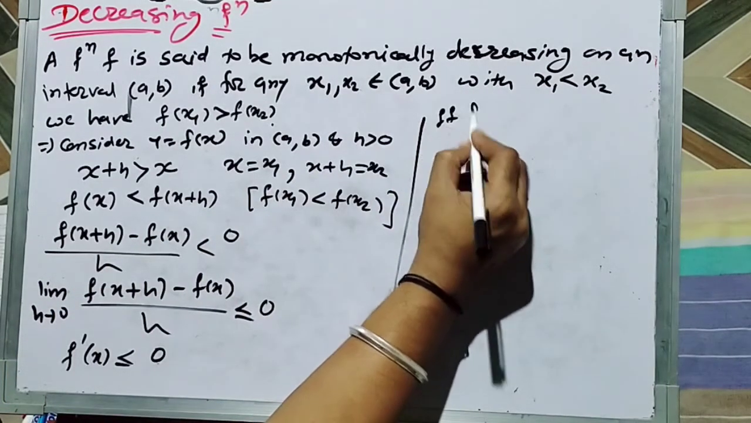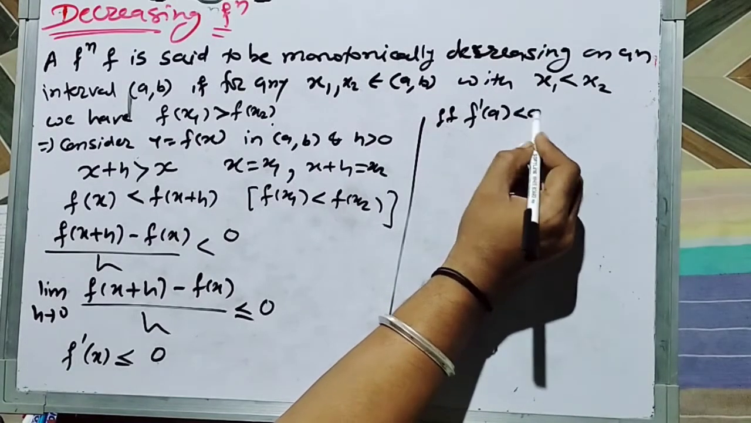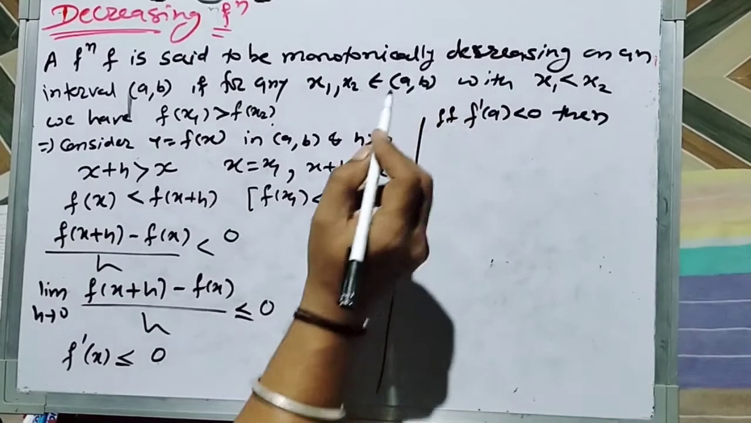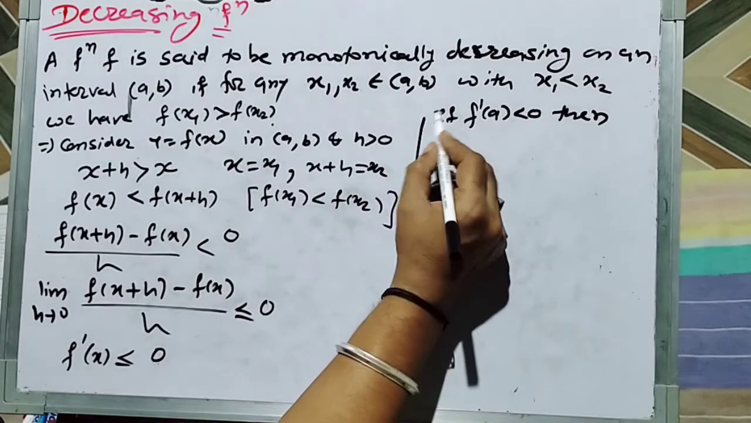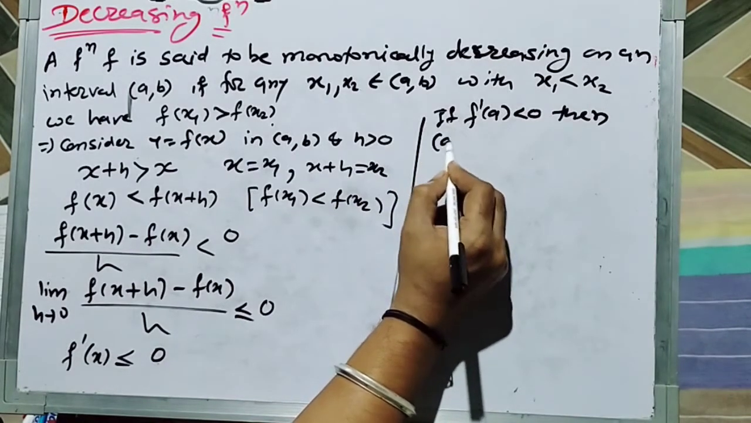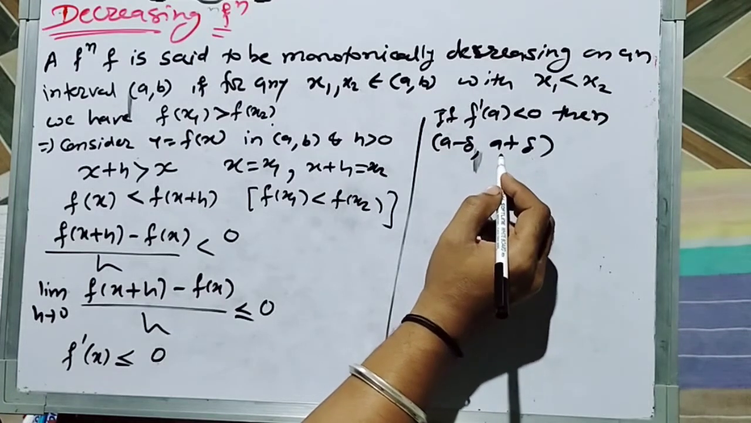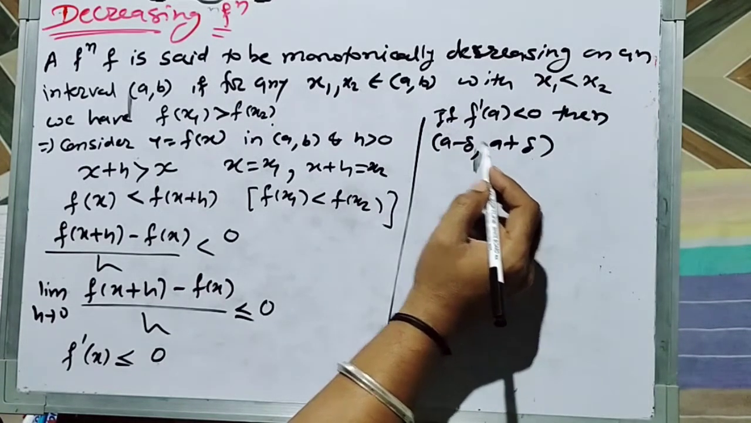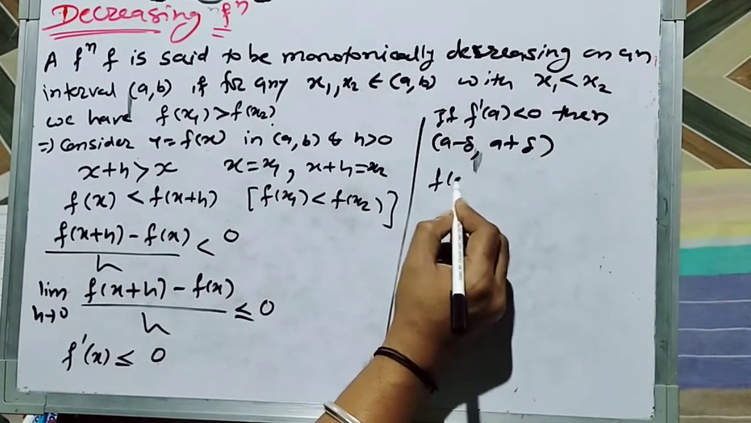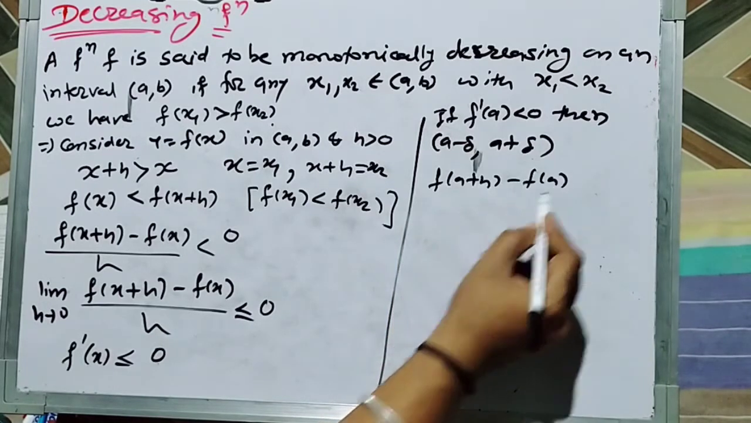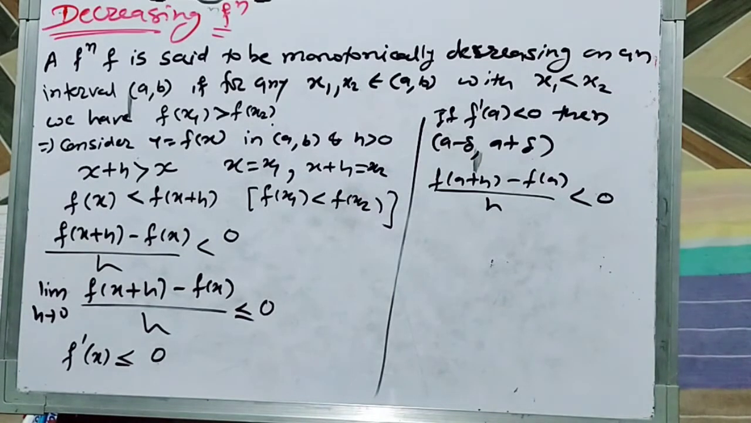Again, if f dash of a is less than 0, then delta neighborhood of a means a minus delta, a plus delta. We have f strictly decreasing, means f of a plus h minus f of a divided by h is less than 0.